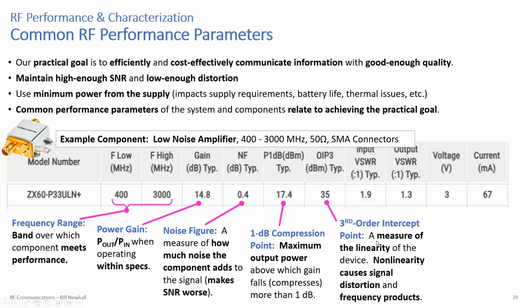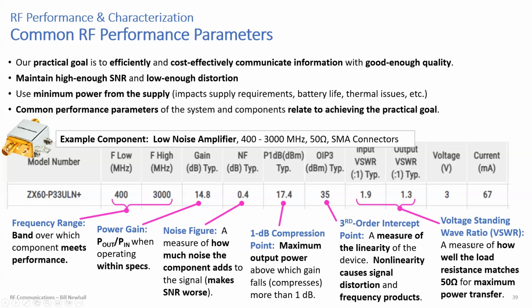Okay, and then there's output third order intercept point. This is a measure of the linearity of the device. Linearity is good, non-linearity is bad because non-linearity causes signal distortion. It changes the shape of the waveform and it causes frequency products. It causes signals to happen at other frequencies outside of the band you're interested in, and it causes undesired spreading of the spectrum that you're generating or trying to transmit or receive.